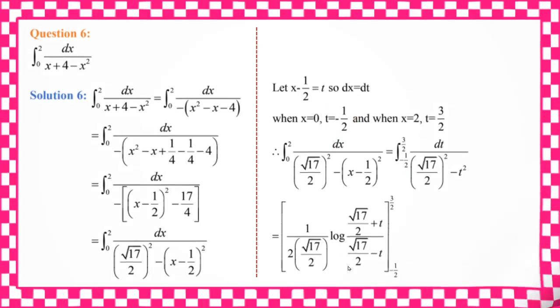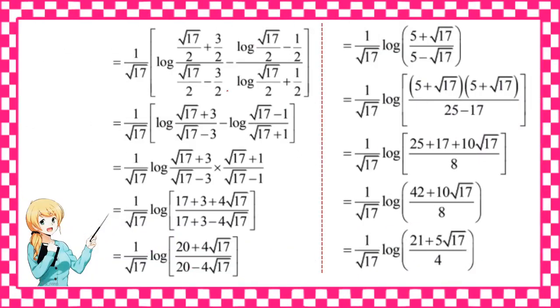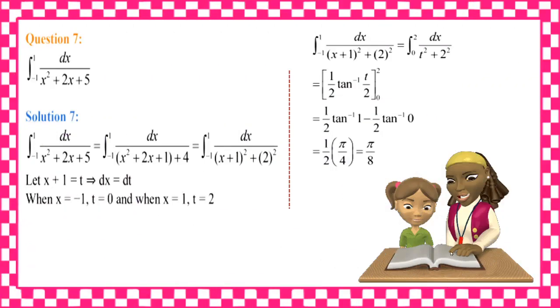Apply the formula. After that put the limits and log. Students, here we can take LCM and that 2 will be cancelled from all these 4 terms. Now log m minus log n is log m by n, and then rationalize, multiply, solve. 20 plus 4 root 17, 20 minus 4 root 17, right? And then we are rationalizing here, open it and simplify and get the final answer.